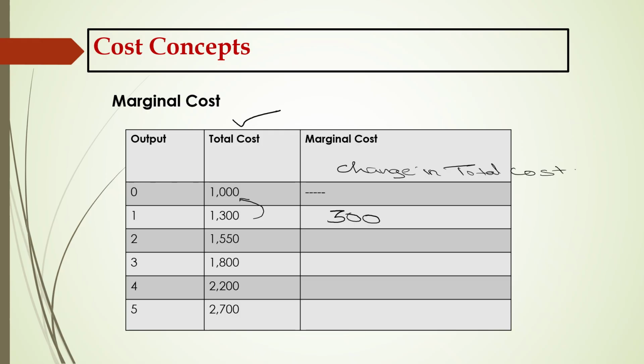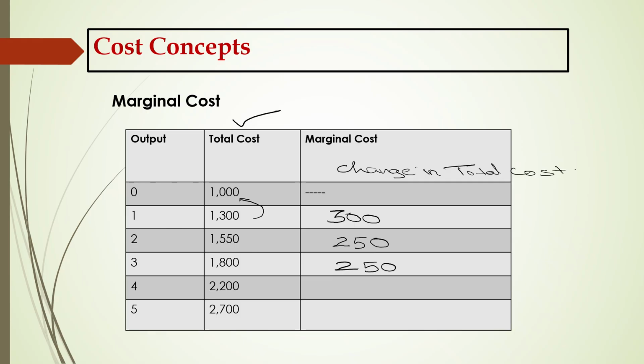1550 minus 1300. So my marginal cost is 250. Again, when the output is 3, the total cost is 1800 minus 1550. So my marginal cost is 250.